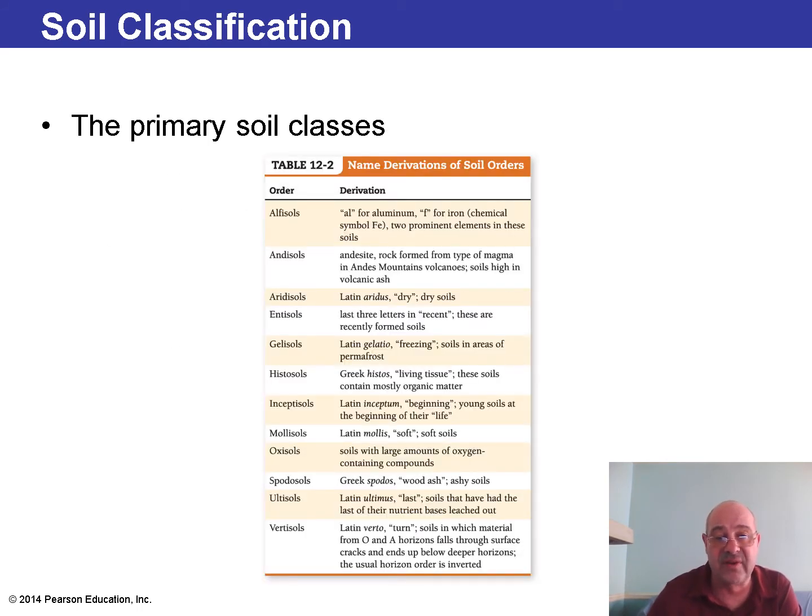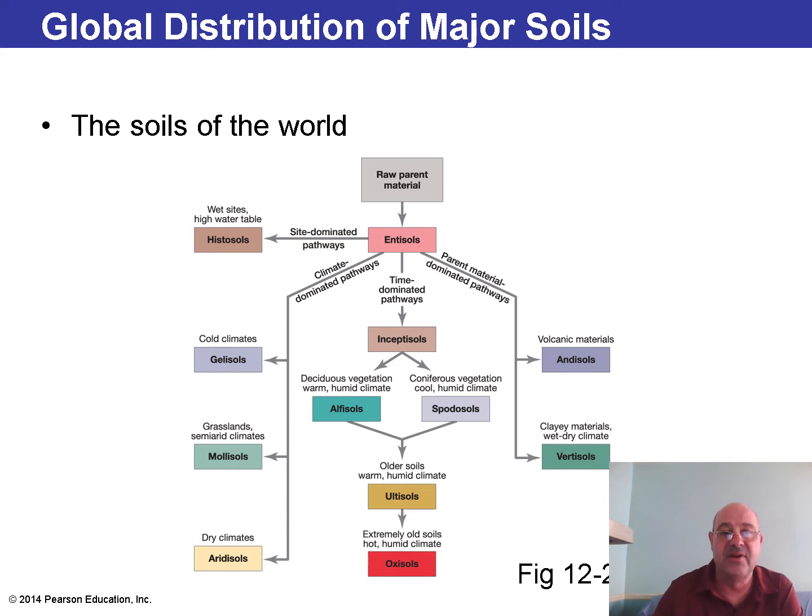Here we go. This is the last list of soils, alpha soils, antisoils. We'll get into those here in a second. All right, I do want you to study this table. You have raw parent material, and the first thing that happens when a soil is being created is it becomes an entosoil. That is a young soil. It doesn't have a lot of development. It hasn't had a lot of paleogenic development yet.